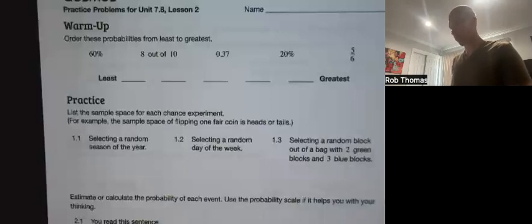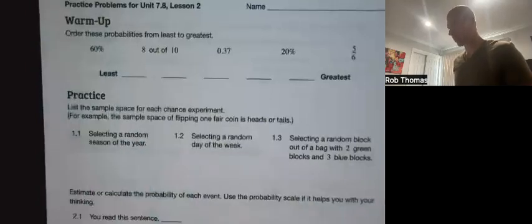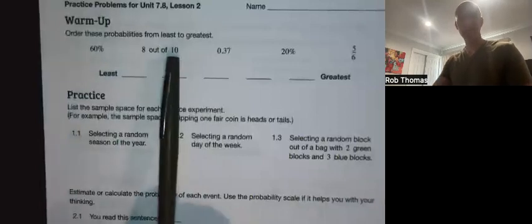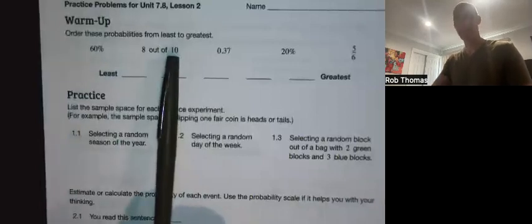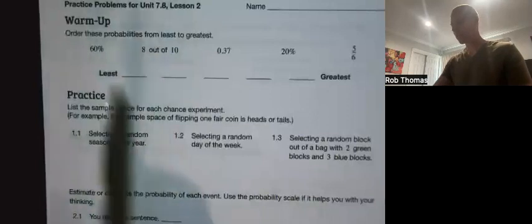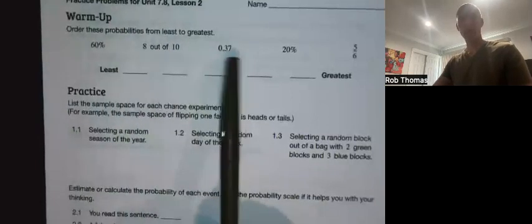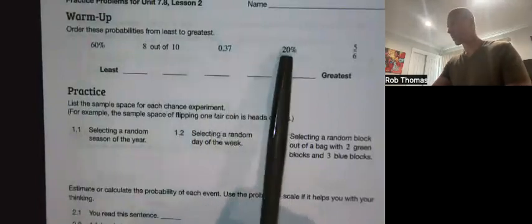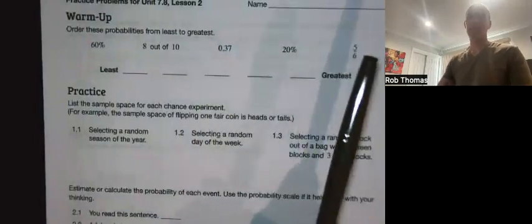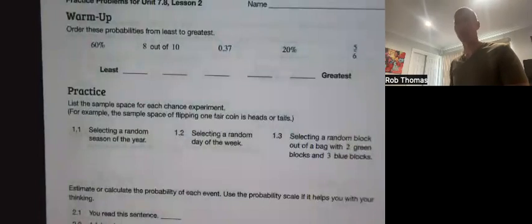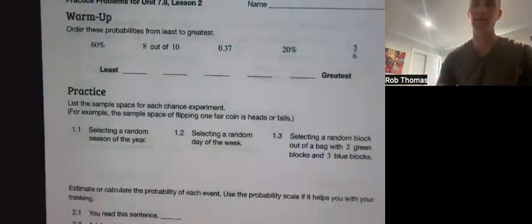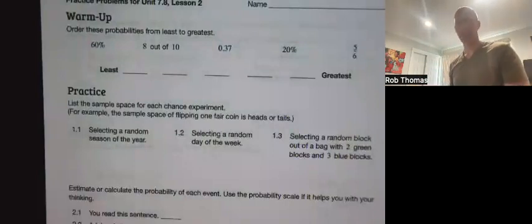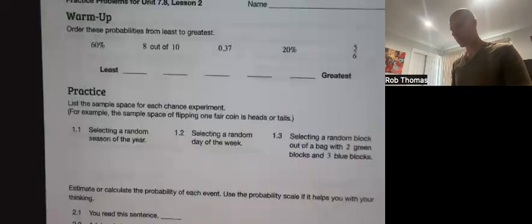So let's see here. We got 60%. We got 8 out of 10, 8 tenths. That's the same as 80 out of 100, so 80%. 60%, 80%, 0.37, aka 37%, 20%, and 5/6, which I believe if you got these memorized now, or if you punch that into a calculator, let's hear, what are you going to get? Is that more or less than 80%? Because that's the highest one we got right now, and it's going to be up in that neighborhood.